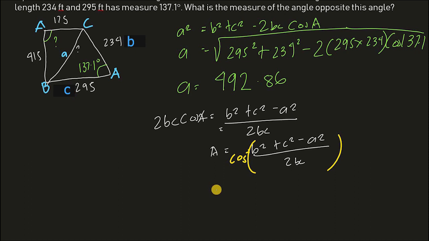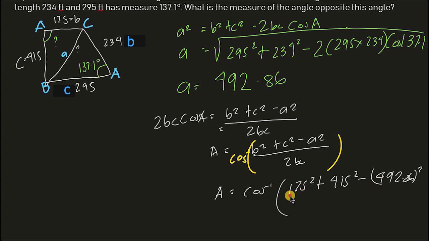Alright? Okay, substitute na yung mga values. That's A cosine negative 1. B squared is 295. Ay, joke lang. B squared ngayon, yung B naman natin is ito naman yung bagong B, ito naman yung bagong C. So, B squared natin is 175 squared plus C squared, that's 415 squared minus A squared, yun na yung na-solve natin, that's 492.86 squared over 2BC, that's 2 times B, which is 175 times 415 sa value of C.